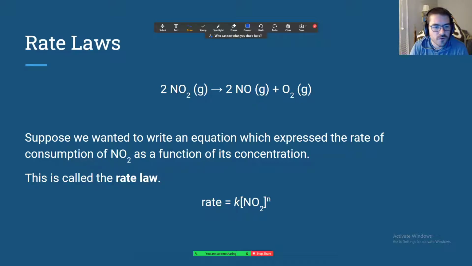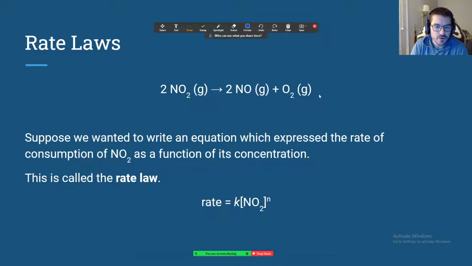What we're going to get into first, in terms of specifics, is something called the rate law. Okay? So this is an equation that describes the rate of the reaction. Okay, so it's a mathematical thing. And this is the general form of a rate law.